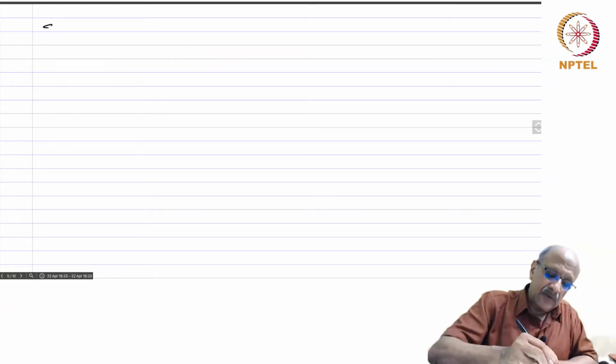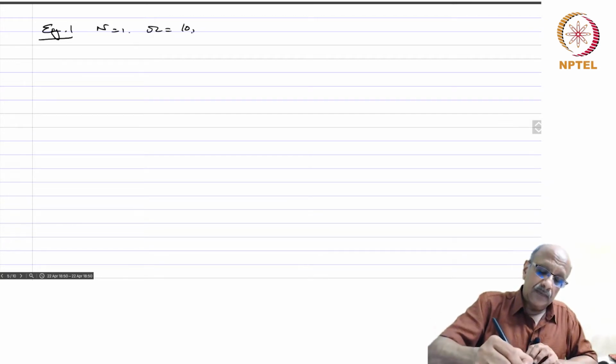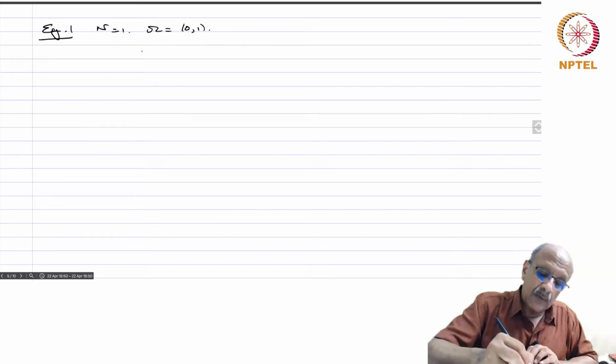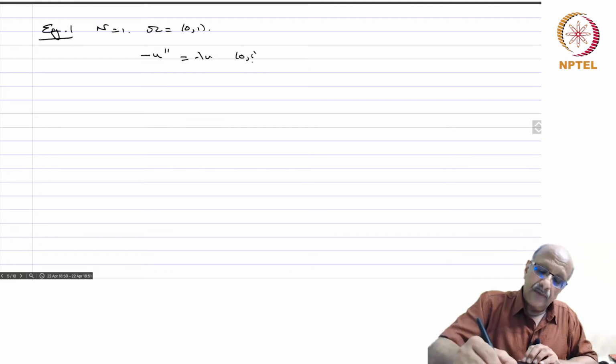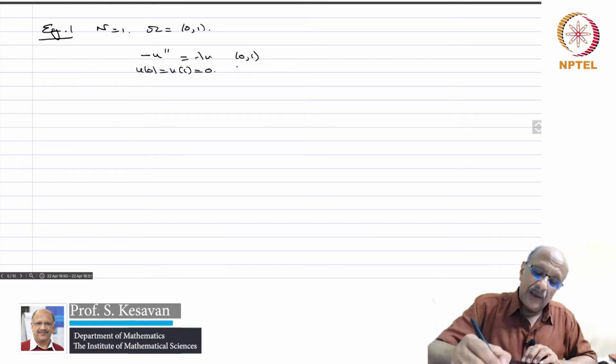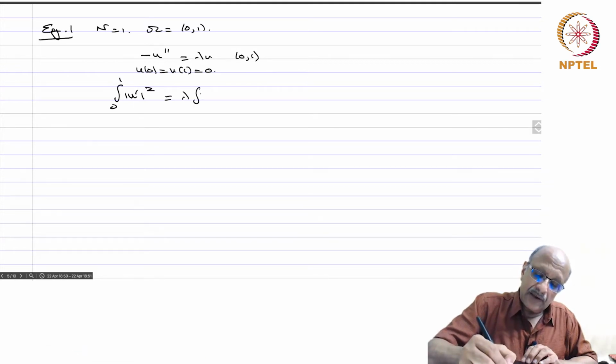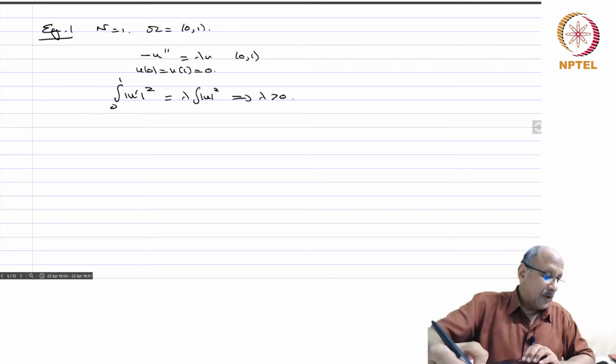So, let us look at some examples. Take n equals 1 and omega equals (0,1). The problem is minus u double dash equals lambda u in (0,1), and u of 0 equals u of 1 equals 0. Multiplying by u and integrating, you get integral of mod u dash square over (0,1) equals lambda times integral of u square. So, this implies that lambda is strictly positive.